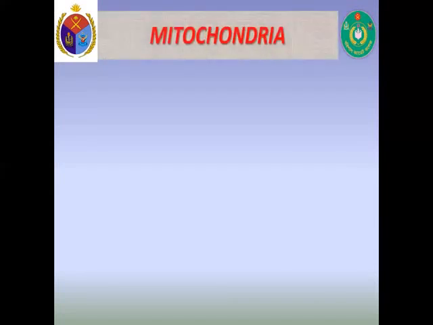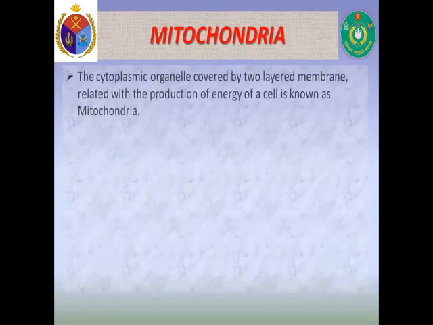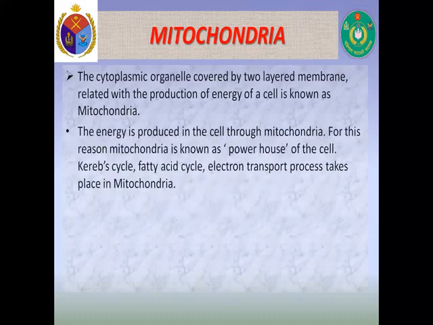Now, my dear cadets, mitochondria. Mitochondria is called the powerhouse of the cell because inside the mitochondria, energy is produced. The cytoplasmic organelle covered by two-layered membrane related with the production of energy of a cell is known as mitochondria. The energy is produced in the cell through mitochondria. For this reason, mitochondria is known as the powerhouse of the cell.